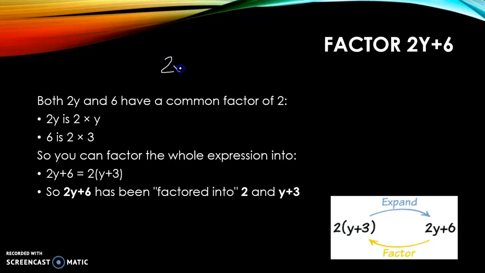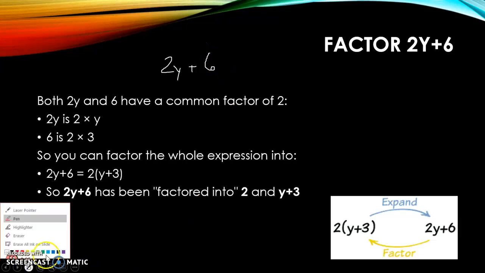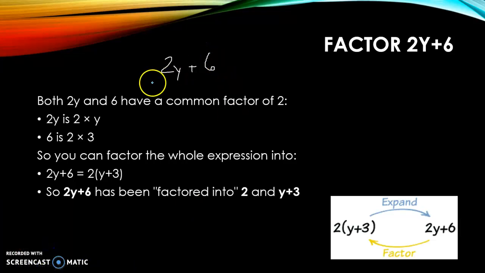2y plus 6, the first thing that we're going to do is think about what factors they have in common. Let me see if I can switch colors, and let's list some factors here. So the factors of 2y are 1, 2, and y. And there are no other factors to get 2 and y. The factors of 6 are 1 and 6, 2 and 3.